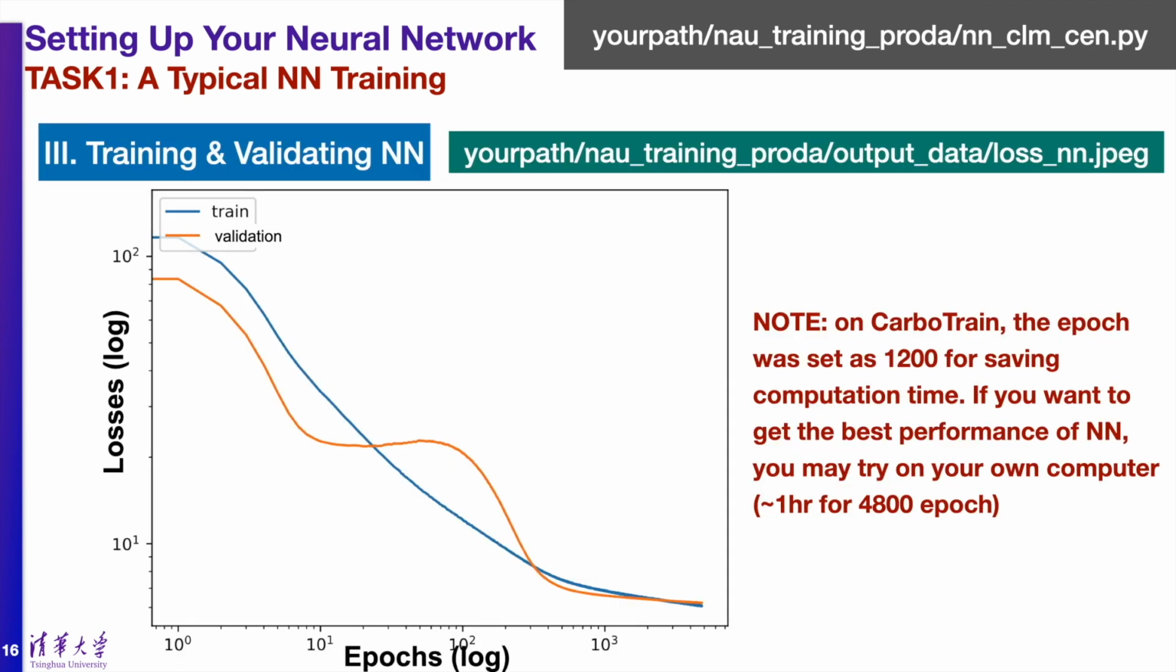After running task 1, you can have the output figure reporting the losses in the training and the validation sites. Your figure may not be as complete as I showed here if you are using Carbotron, because we want to save computation time. The default approach was set as 1200. If you want to have satisfactory results, you may need to set the approach as at least 2000, ideally 4000 or even more.